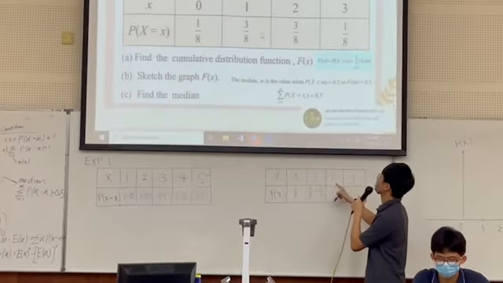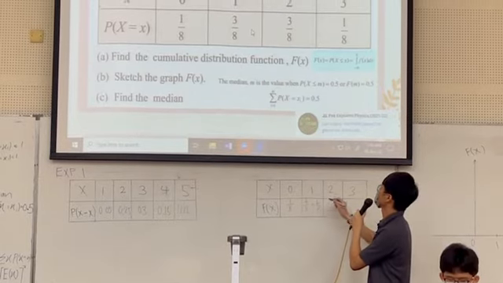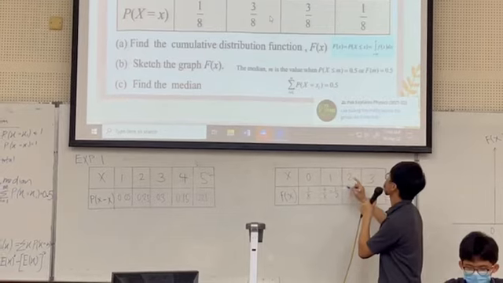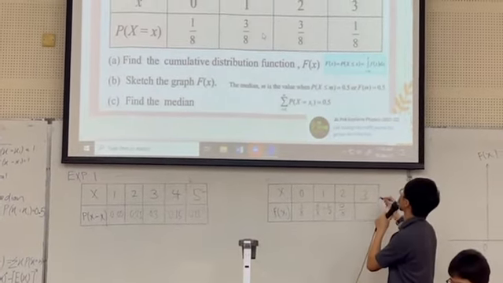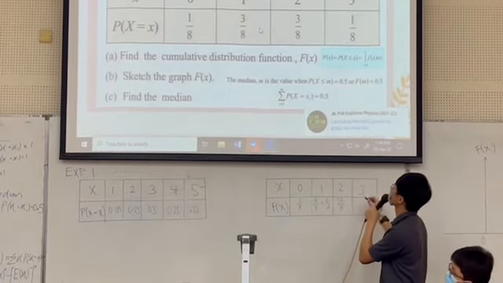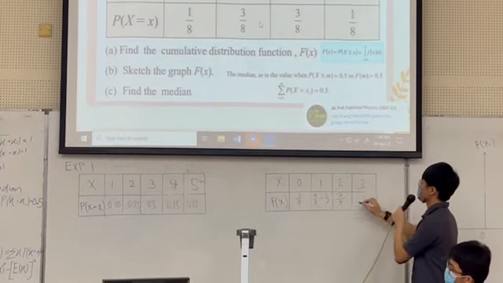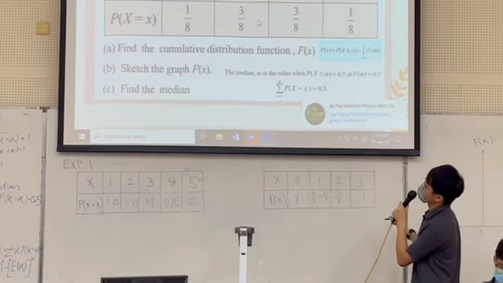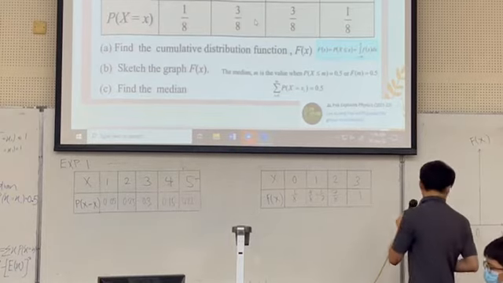And when x equals 2, we just add the probability of x equal to 2, x equal to 1 and x equal to 0. So 1 per 2, we add 3 per x, we will get 7 per x. And when x equals 3, we sum all the probability and we will get 1. The last probability will always equal 1. So we now move on to part B, sketch the graph of F(x).